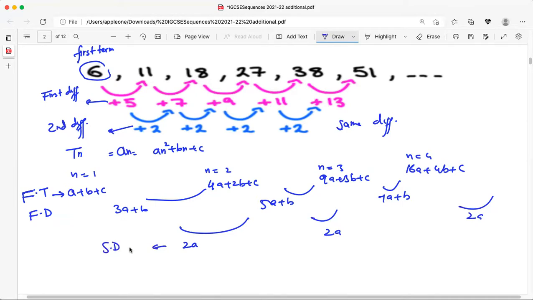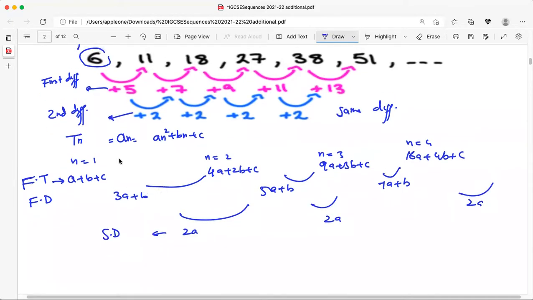Now, the rule, the method is this one. If the question is difficult and you can't do it mentally, then please use this method. You will get the answer. 2a is the second difference, which is equal to the second difference there. So 2a is equal to 2. So a is equal to 1. Now, the first difference 3a plus b is equal to 5. So 3 into 1 plus b is equal to 5. b is equal to 2.